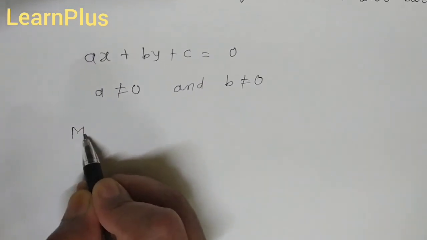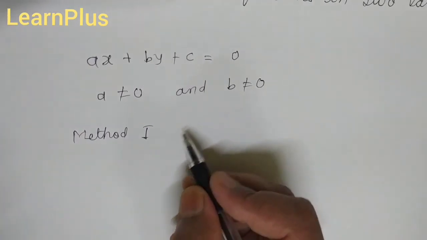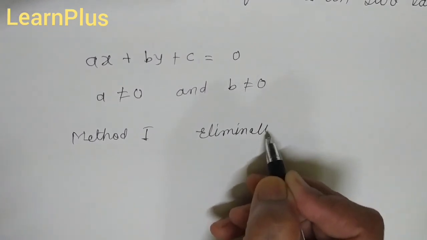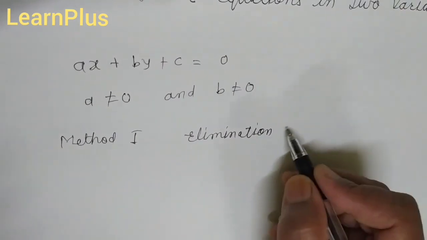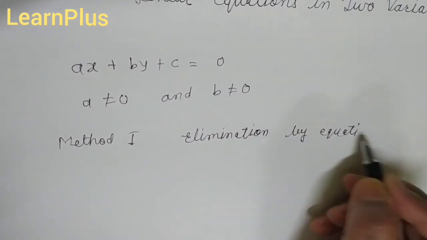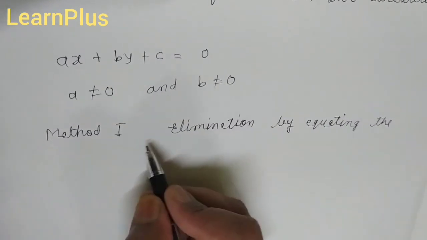First, method 1 is elimination by equating the coefficient.